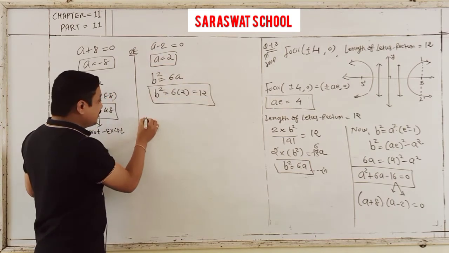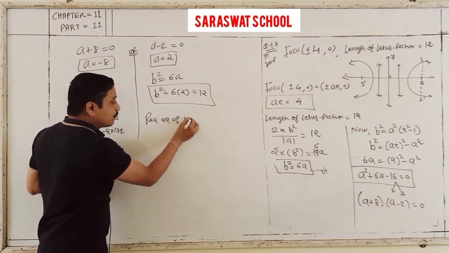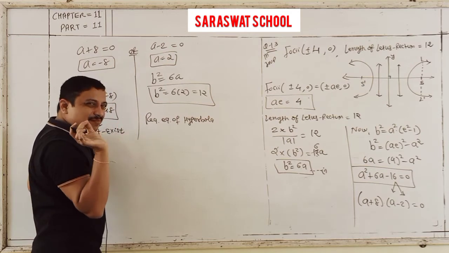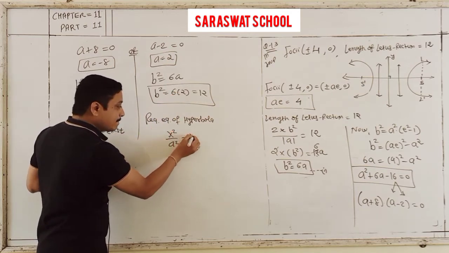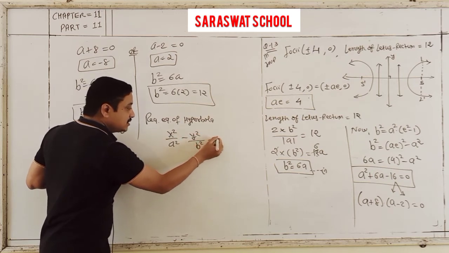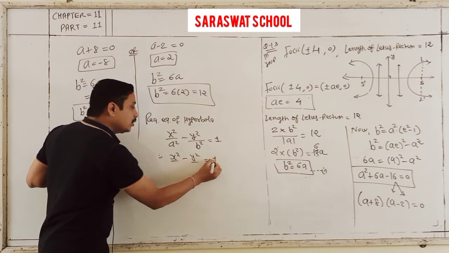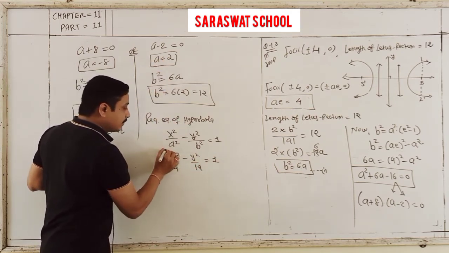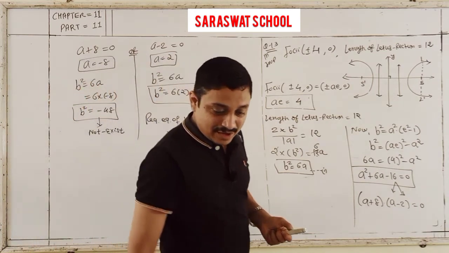Now I go to the required equation of hyperbola. It's very easy and simple. The major axis is the x-axis, so x square by a square minus y square by b square is equal to 1, and putting down your values, a square is 2 square, 4, b square is 12, and that is your answer, easily and in a simple way.